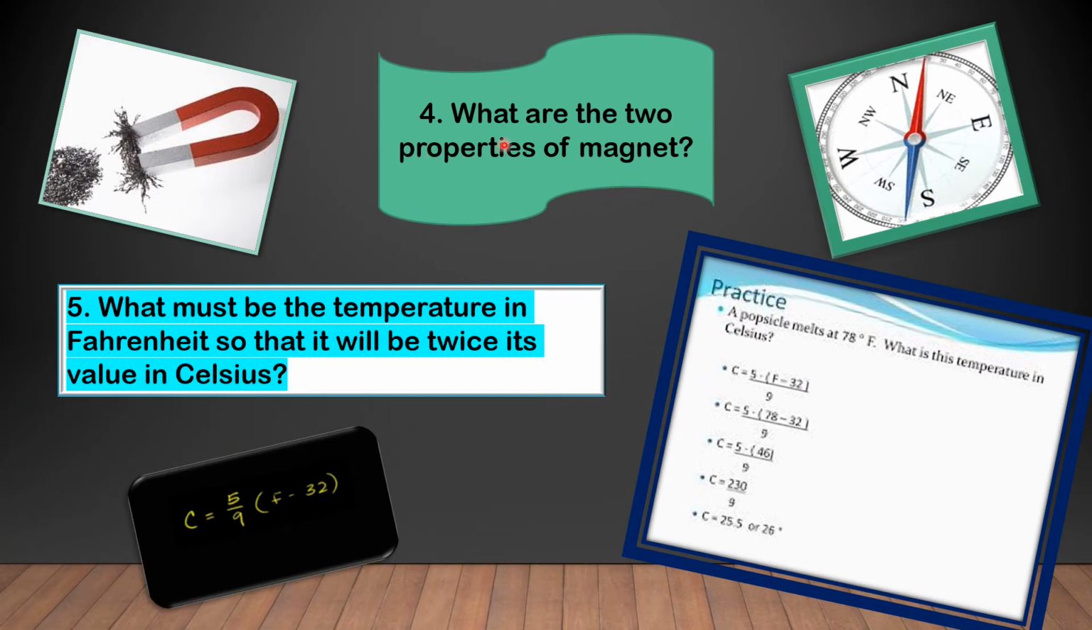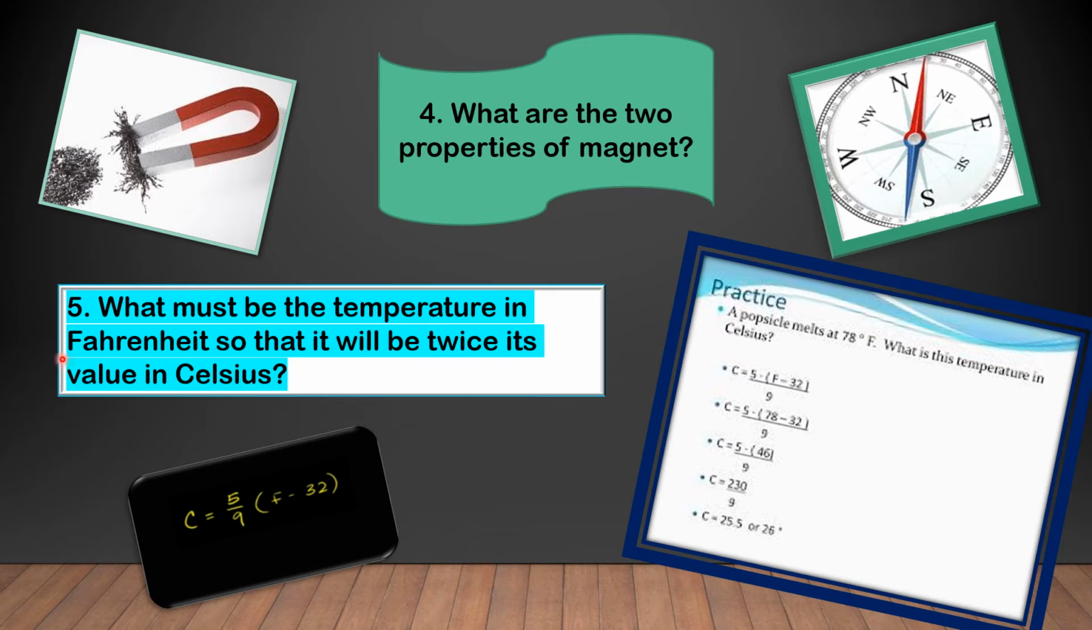Question number 4. What are the two properties of magnet? You know the two properties of magnets are, one is attractive property. So magnet can attract any magnetic substances, or magnet can attract the opposite pole of other magnet also. And this one is directive property. Because of its directive property, magnet can be used in a compass. See, it's showing north-south direction. This is a magnetic needle.